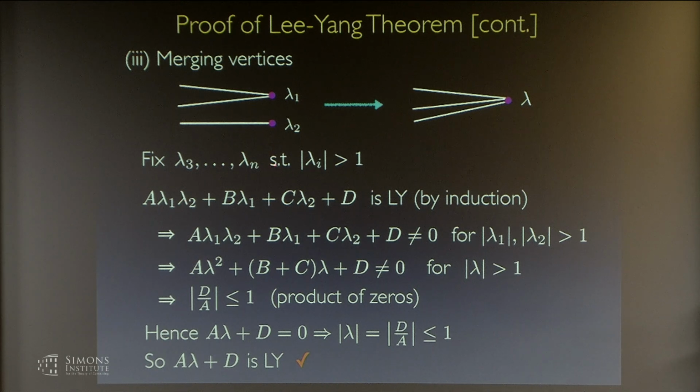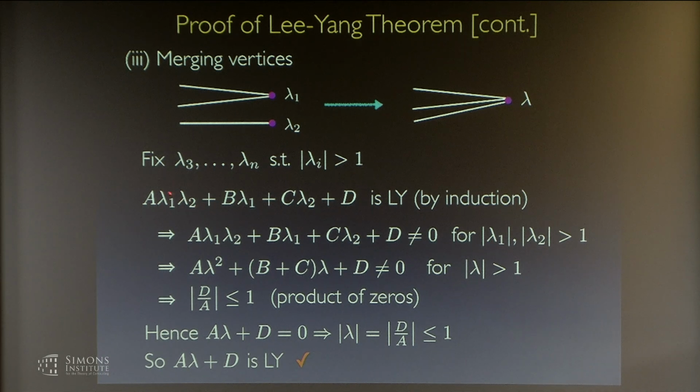So let's fix the values on all the other vertices, all in the regime we're interested in, so they're all outside the unit circle. Then by our inductive assumption, the partition function of this thing has the Lee-Yang property. So these coefficients A, B, C, and D are just computed from the effect of the rest of the graph.